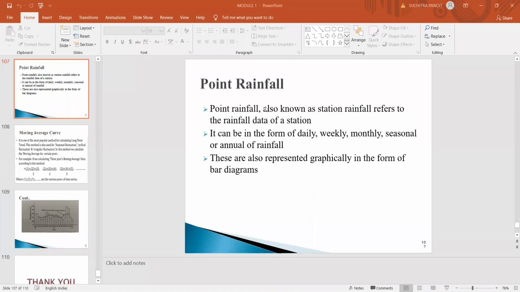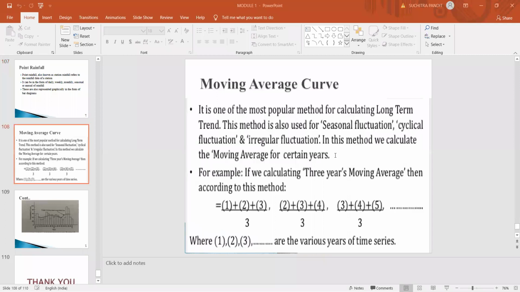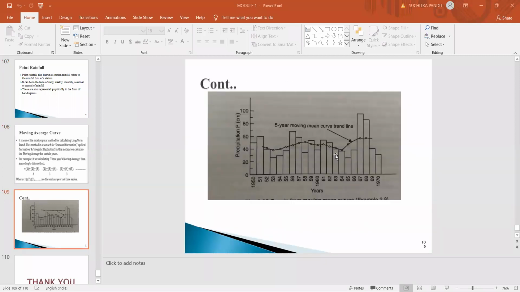So point rainfall means that in a given place you have a rain gauge. The rainfall may occur over the entire area, but whatever the rainfall amounts, you are going to record it only through that instrument, the rain gauge. So we consider all the rainfall that takes place surrounding a rain gauge as point rainfall. It can also be represented in the form of a bar diagram. The data can be collected on a daily, weekly, monthly, seasonal, or annual basis.